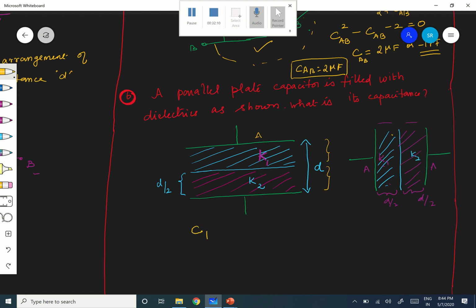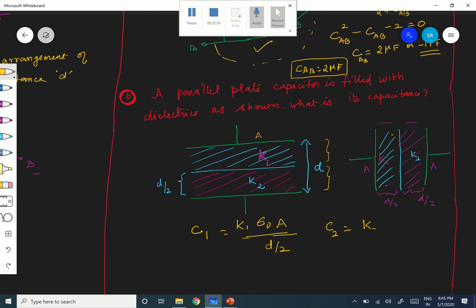C1 here is equal to epsilon naught K1, because the medium is K1, epsilon naught K1 A divided by D, but D is D by 2. Are you following? If I want, K epsilon naught A by D by 2, because the dielectric K1 is inside.